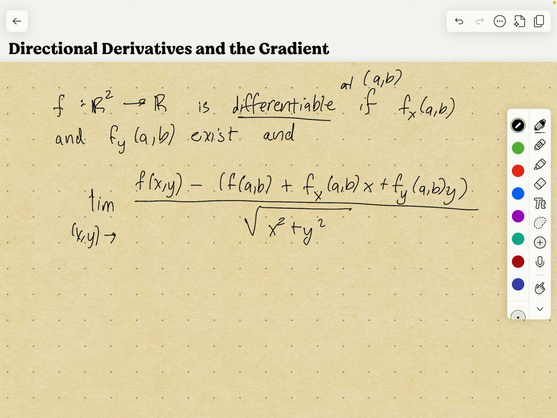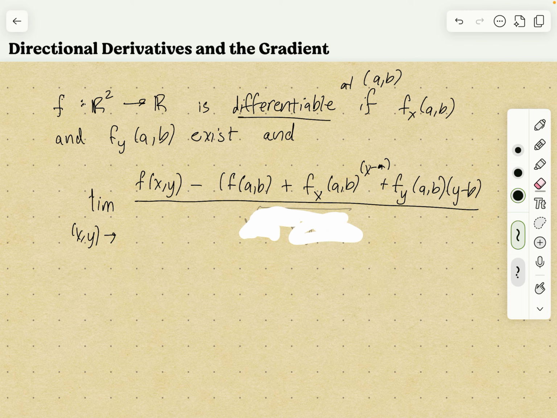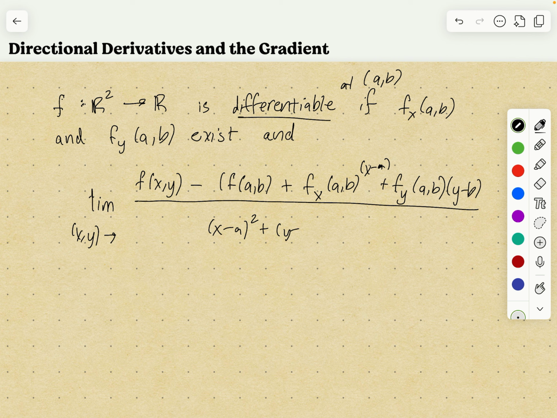okay, I should say that this is x minus a, sorry, and this should be y minus b, and then this should be the square root of (x minus a) squared plus (y minus b) squared, as (x, y) goes to (a, b). If this limit is equal to 0. Okay?